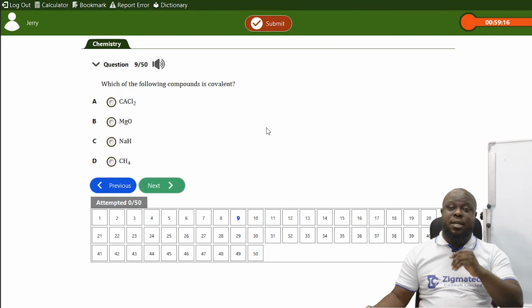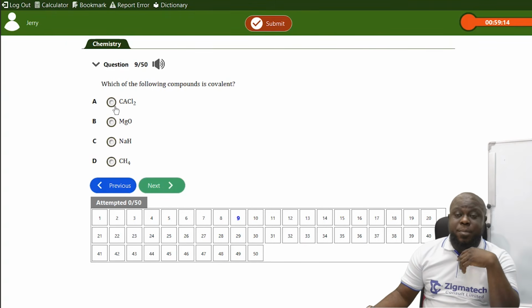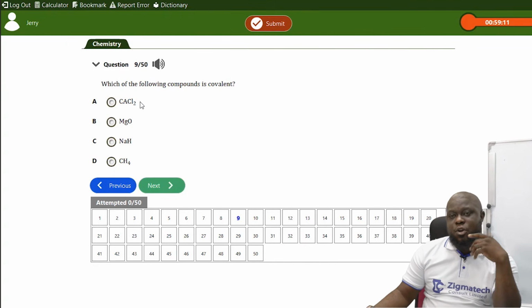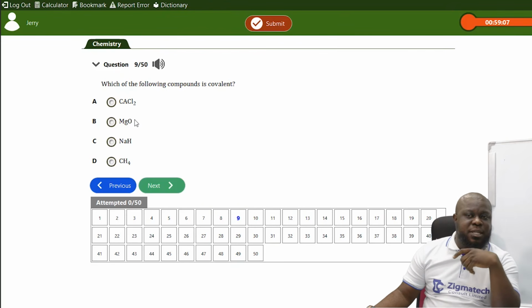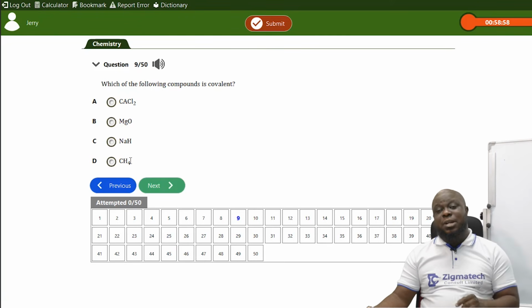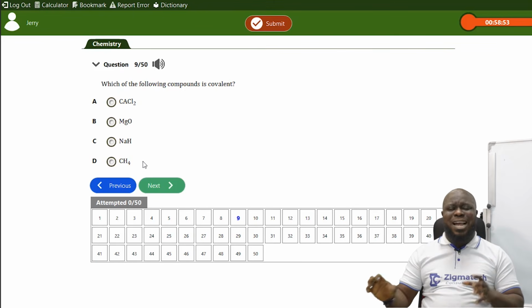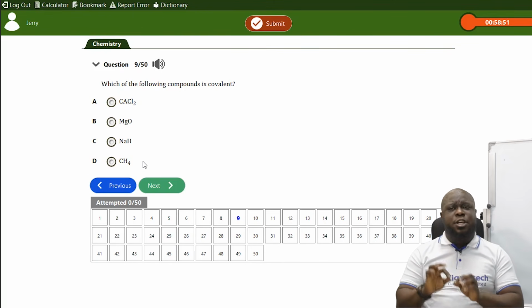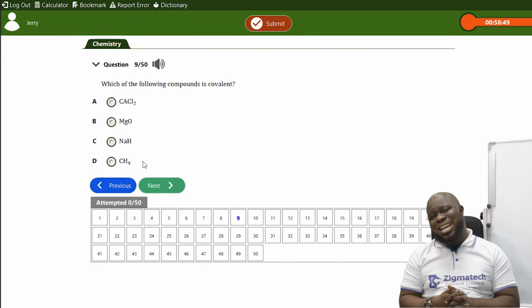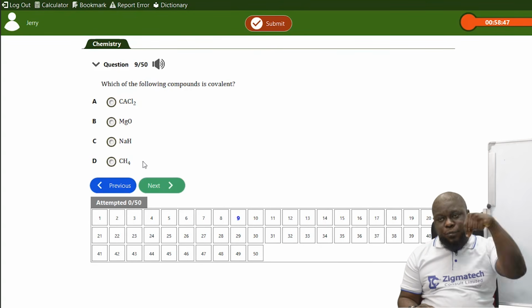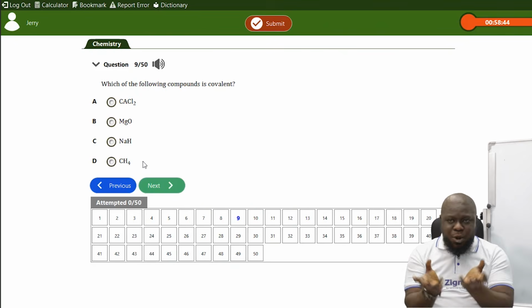Now, if you check the answers they gave, calcium is a metal and chlorine is a non-metal. That's not the answer. Magnesium is a metal, oxygen is a non-metal. No. Sodium is a metal, hydrogen is a non-metal. No. Carbon is a non-metal, hydrogen is a non-metal. So the answer is CH4, which is methane. Because carbon is a non-metal and hydrogen is a non-metal, and both of them come together in a covalent bond to form a molecular compound.